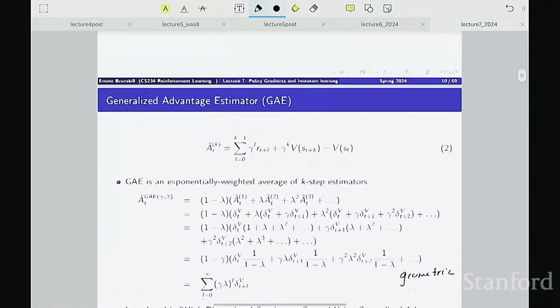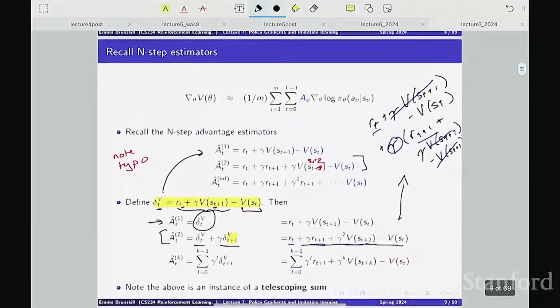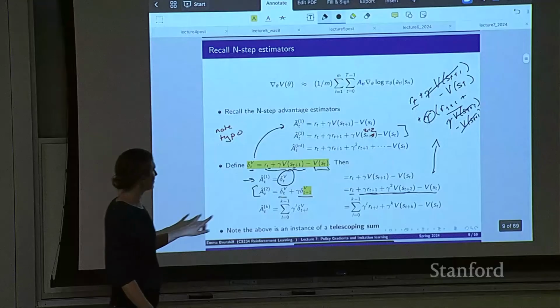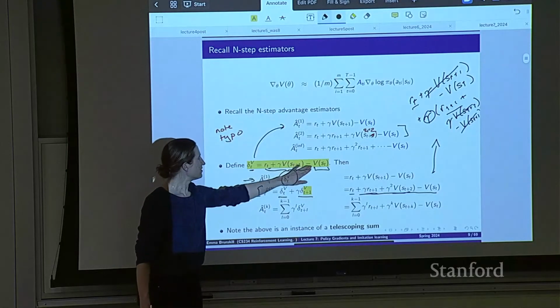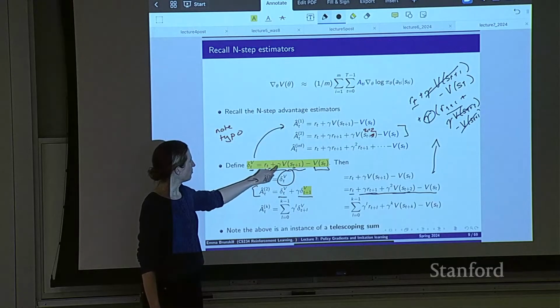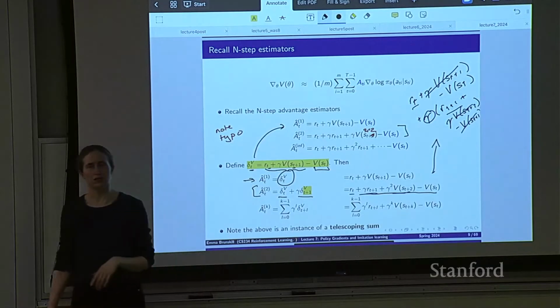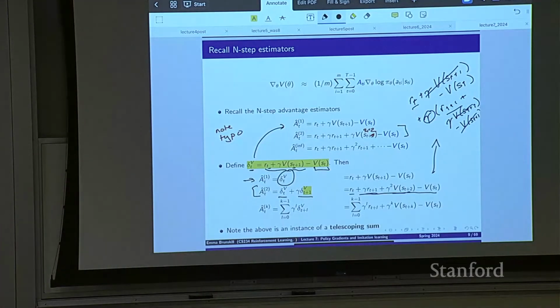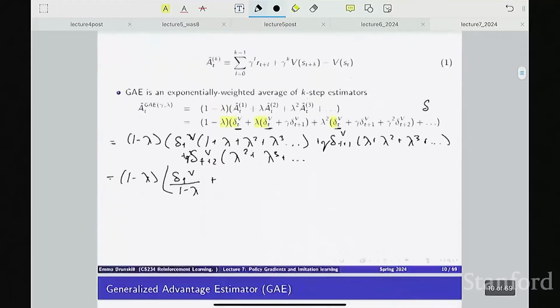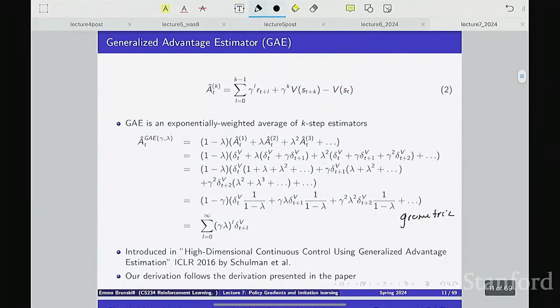Just to remind ourselves what the deltas look like. The deltas are pretty easy to keep track of because they're just the difference between your previous estimate and your new reward plus gamma V of s_{t+1}. So you can kind of just keep track of those over time. And then you're just weighing them. Okay, and our derivation just followed. And so then you just sum these up and you essentially have different weights.